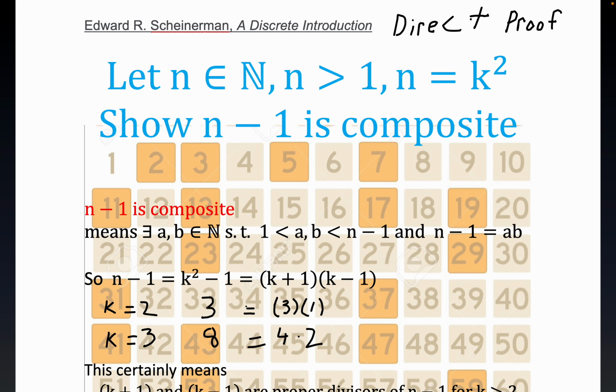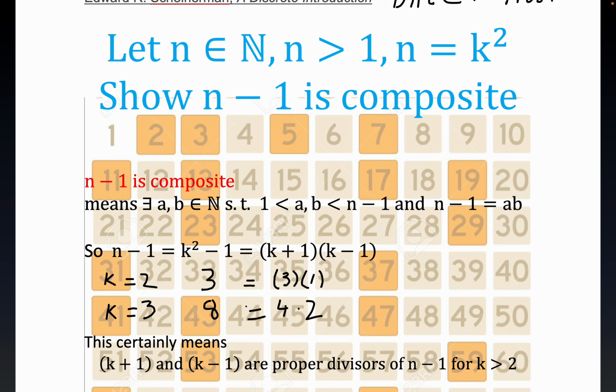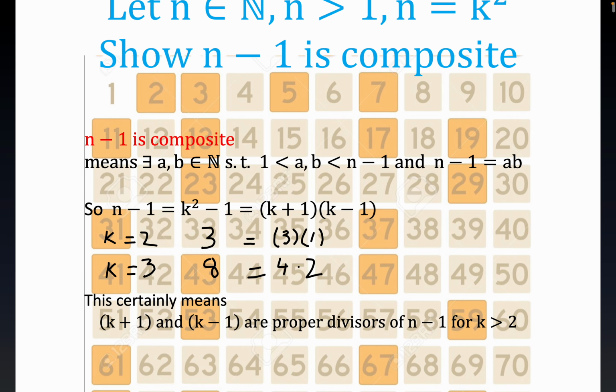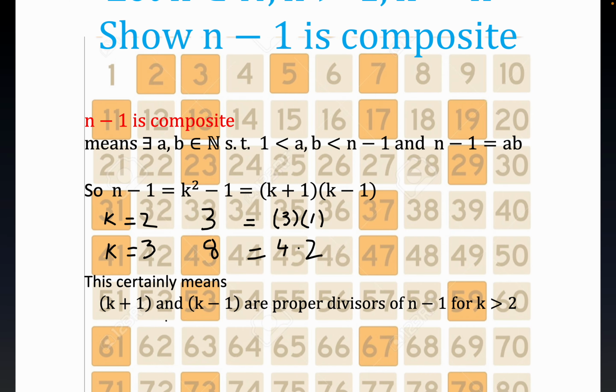But anyway, we're supposed to prove this in general. It's very easy to believe that this is true based on just this difference of two squares factorization. And also, k plus 1 and k minus 1 are proper divisors in the event that k is greater than 2. So we've actually proved it, okay, QED. It's a direct proof, follows immediately from the definition of what it means to be composite.